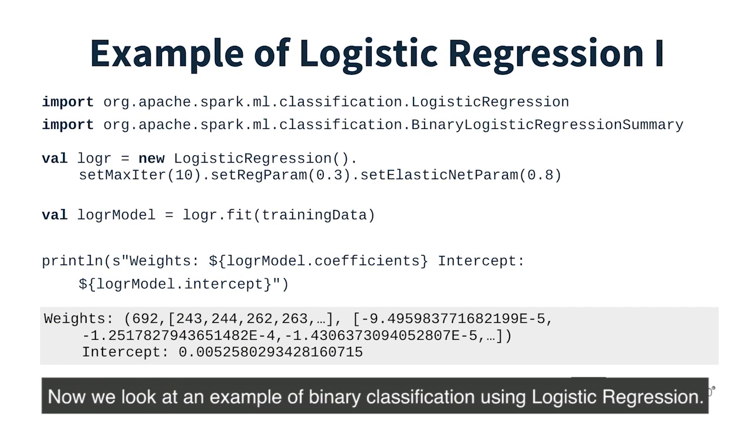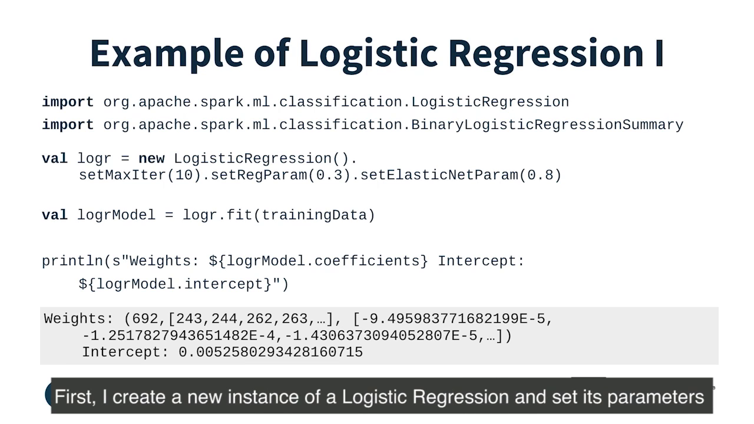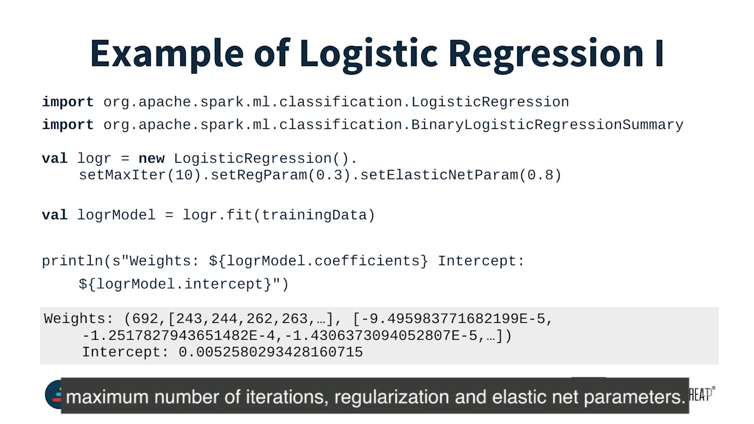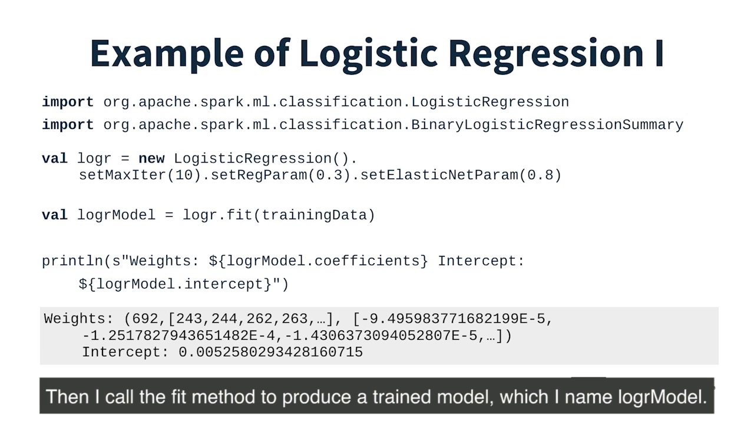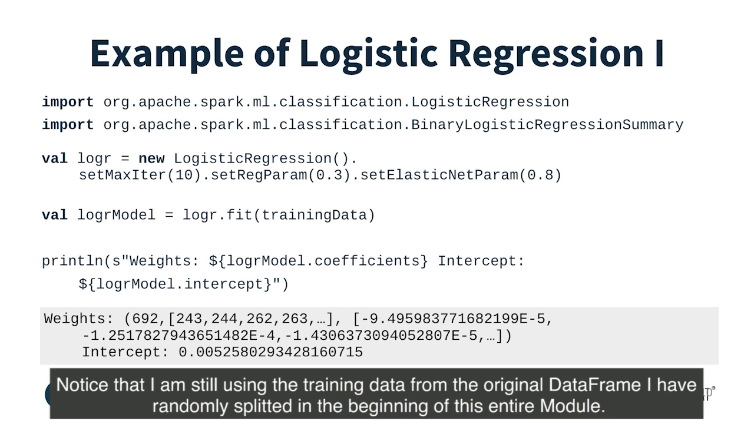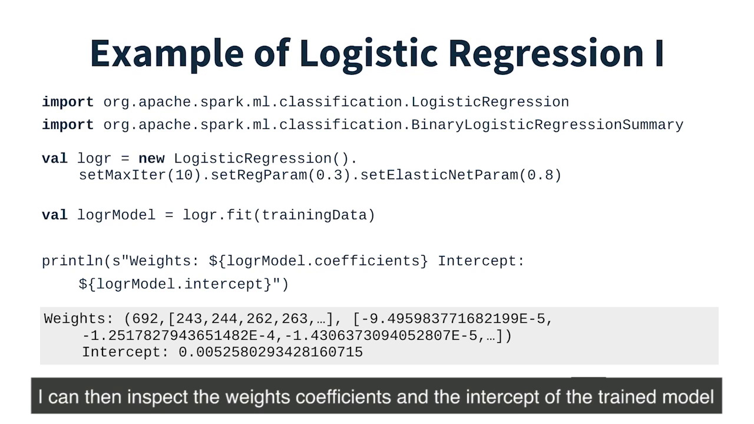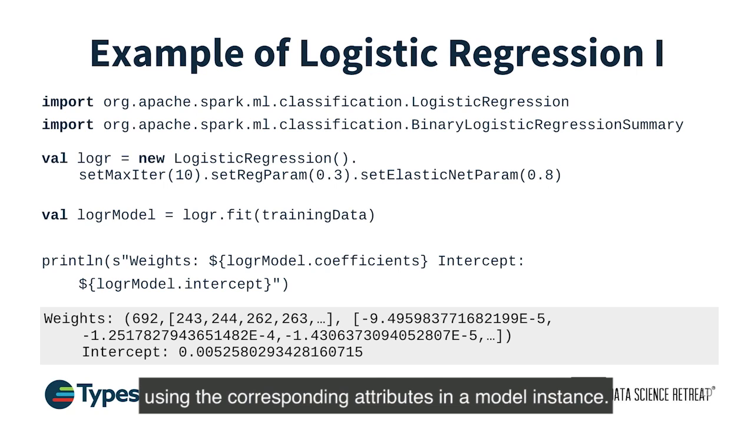Now we look at an example of binary classification using logistic regression. First, I create a new instance of a logistic regression and set its parameters, maximum number of iterations, regularization, and ElasticNet parameters. Then I call the fit method to produce a trained model, which I name log_r_model. Notice that I'm still using the training data from the original data frame I have randomly split in the beginning of this entire module. I can then inspect the weights, coefficients, and the intercept of the trained model using the corresponding attributes in a model instance.